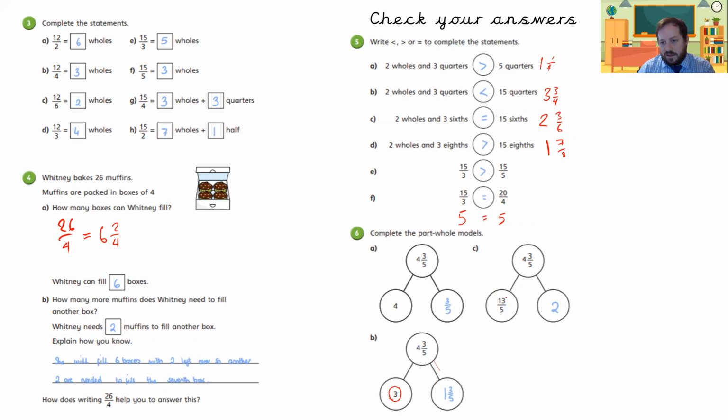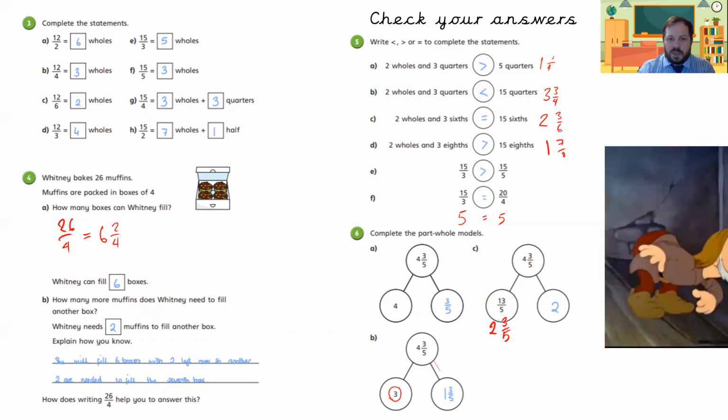And here they've taken 13 of the fifths out. How many do you have left over? Well, 13/5 is 2 wholes. You'd have to work out that that's 2 whole ones and 3/5. So then you'd need the other 2 whole ones to get the answer.